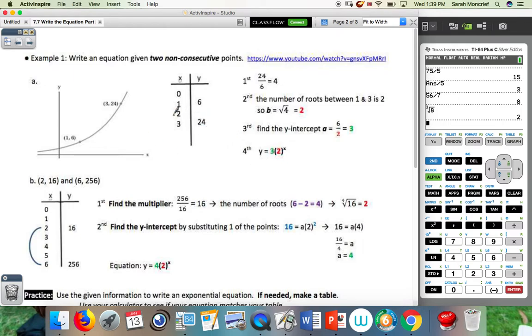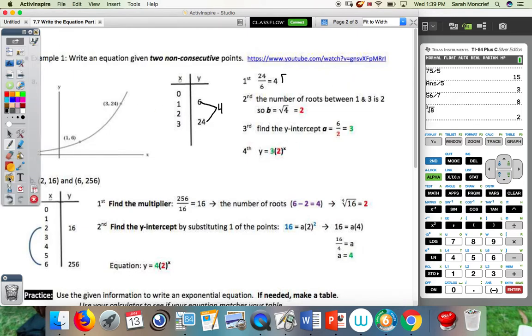The first step is going to be to divide the y's. So what is 24 divided by 6? Well, that would be 4. 24 divided by 6 is 4. So even over here, it's starting to list the steps. So I'm just going to write it out. First, divide y's. It's ugly, I'm sorry.